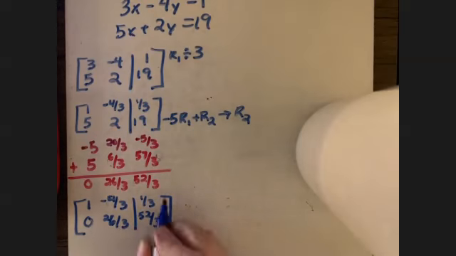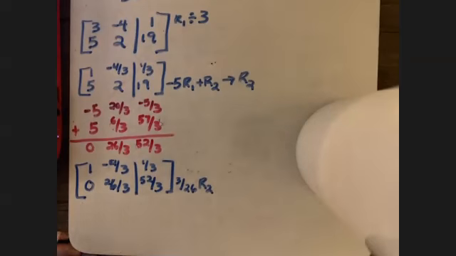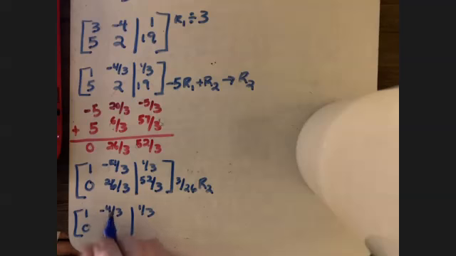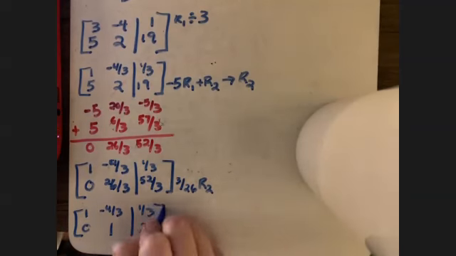I need this to be a 1. Guys, I'm going to multiply by the reciprocal, okay, to clean this up. So now I've got 1, negative 4/3, 1/3, 0. That's going to turn to 1, and then 52/3 times 3/26 gives me 2. Oh, it cleaned up pretty, didn't it?